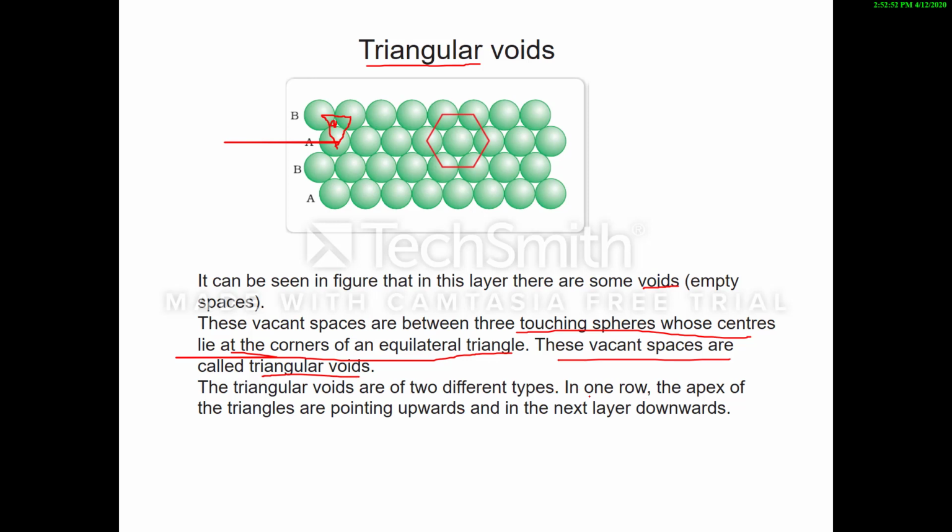See, in one row, the apex of the triangles is pointing upwards. Now if you take the second row, in this case this is the apex and this is upward, and this is the apex of the second row and this is downward. That's why we can say two types of triangles are there: in one the apex points upward, and in the other the apex points downward. So there are two types of triangular void.